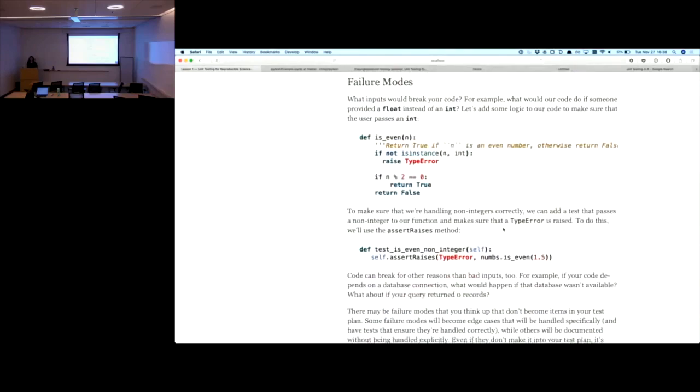Another one, of course, is thinking about failure modes. So what kinds of inputs would cause your code to break? Or what kind of situation would cause your code to break? A really good example is if you have a recursive function, what types of inputs would cause you to run into a recursion maximum depth error?